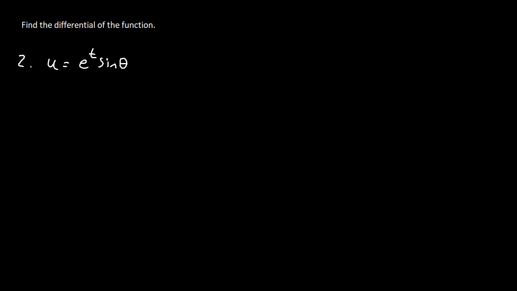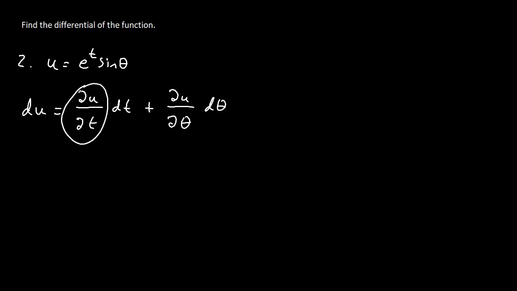So for number 2, we have u equals e to the t times sine of theta. Notice there are no x and y, but there is t and theta. So we basically treat them the same exact way. So du is going to equal the partial derivative of u with respect to the first variable, let's just say that's t, times dt, plus the partial derivative of u with respect to now theta, times d theta.